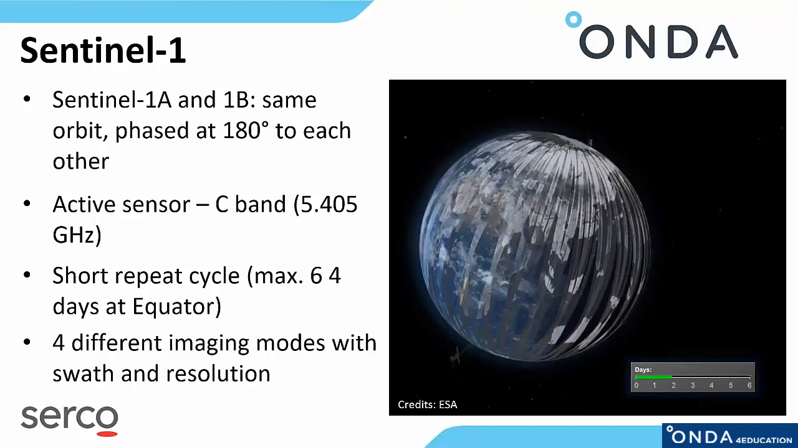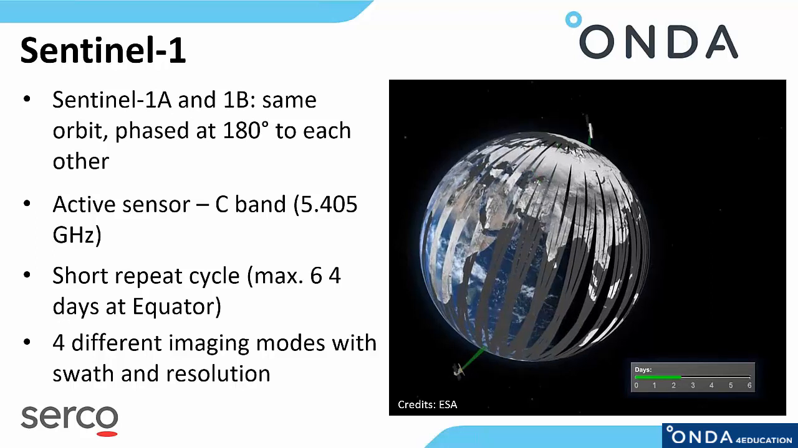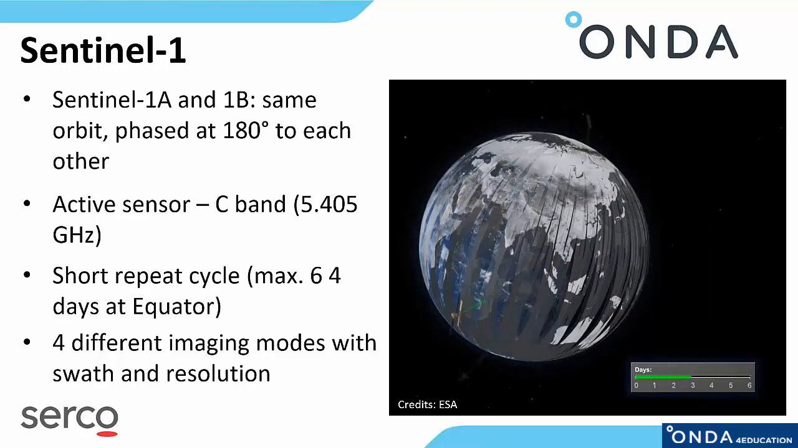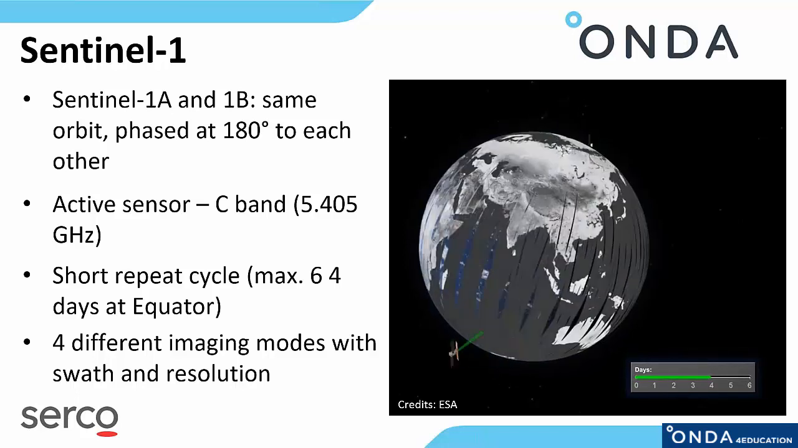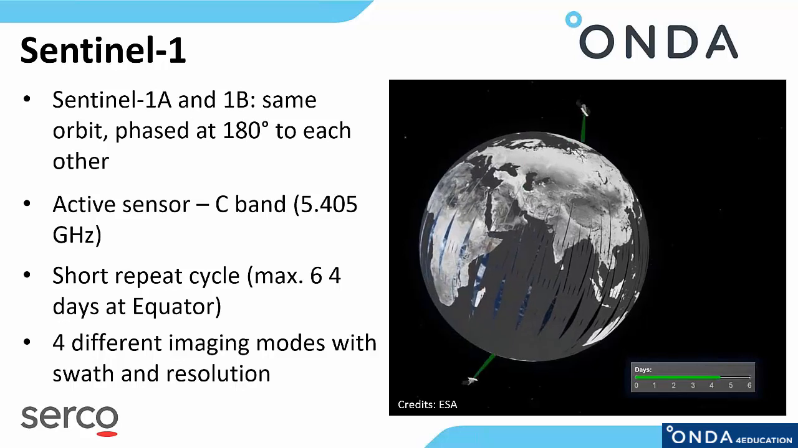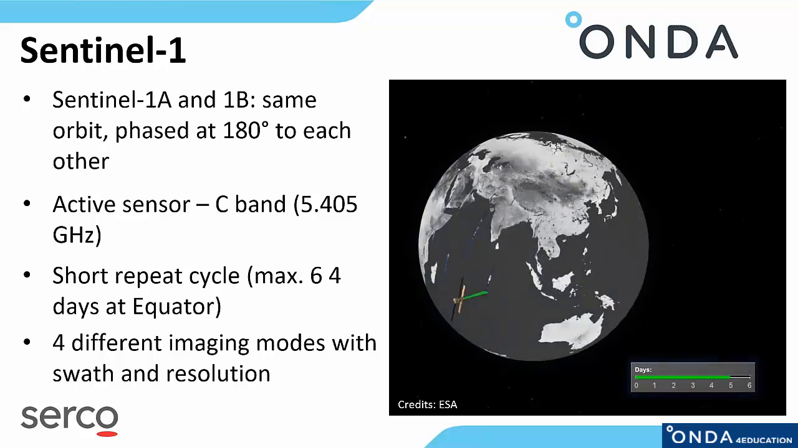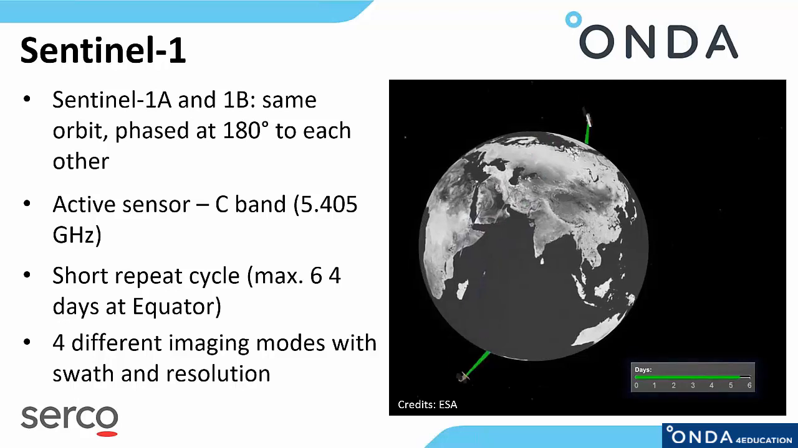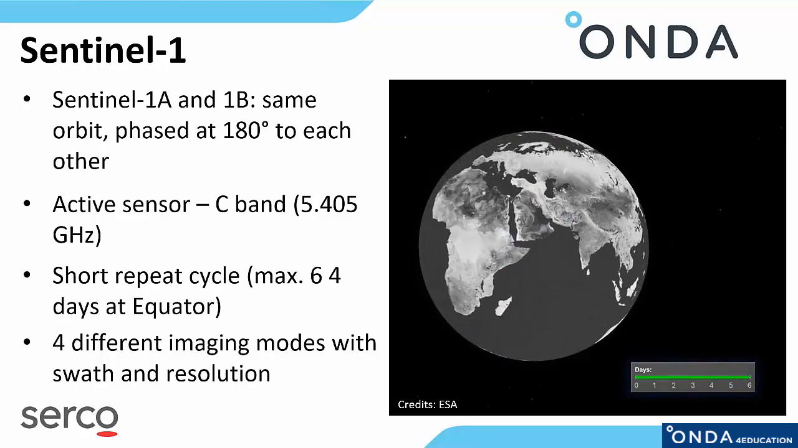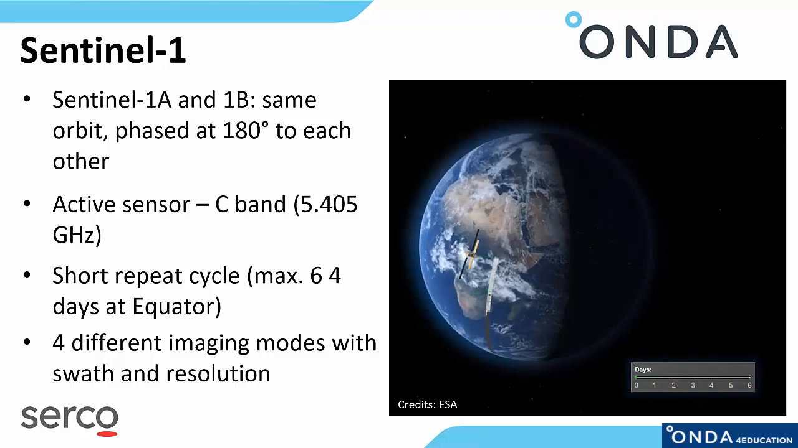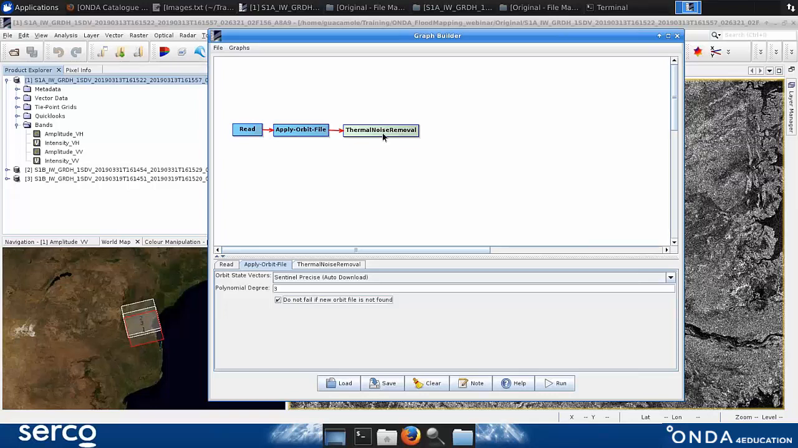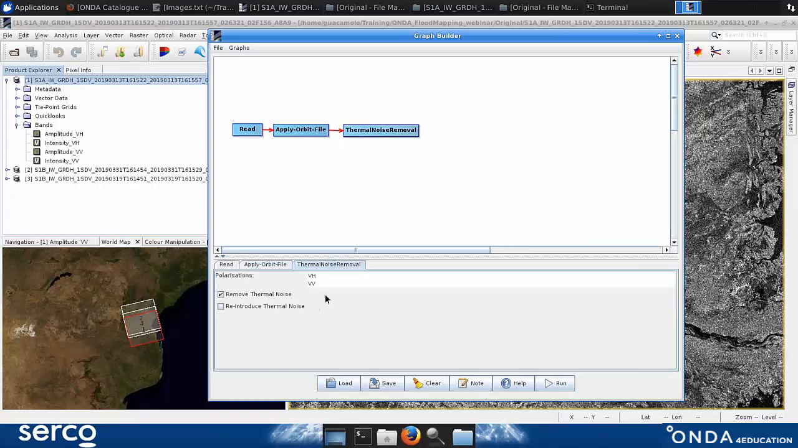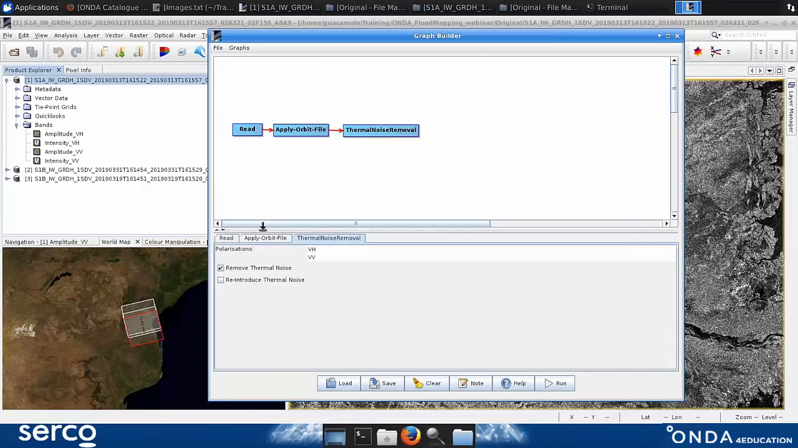But this is something very easy to do because the satellite, before being sent to space, is calibrated by ESA, right? So they know very well the characteristics of the system. They know very well the amount of power that is being introduced by the fact of generating power to be sent to Earth. So to remove that, we add the step thermal noise removal, and in the parameters of this operator there is no need to change anything. We just leave as default the option of removing the thermal noise.